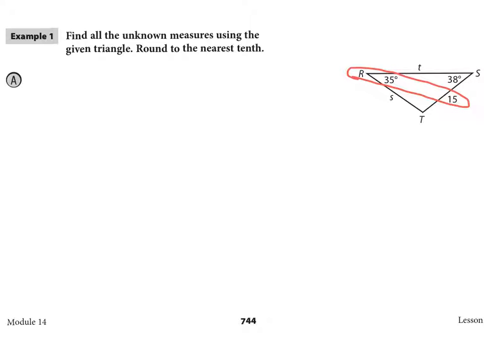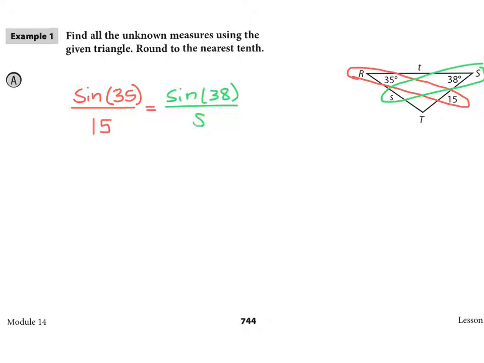I'm just going to set up my ratios. So I know sine of 35 over the corresponding side value, which is 15, is equal to, and now you can pick, we can solve for, well, we can't solve for T because if I pair T together, that's 2 variables because I don't know the angle or the side measure. So it looks like I'm going to have to solve for S first. So that means that's going to equal sine of 38 over my unknown side S. And now this is a lot like when we had to solve before. We're just going to cross multiply until we get S by itself.